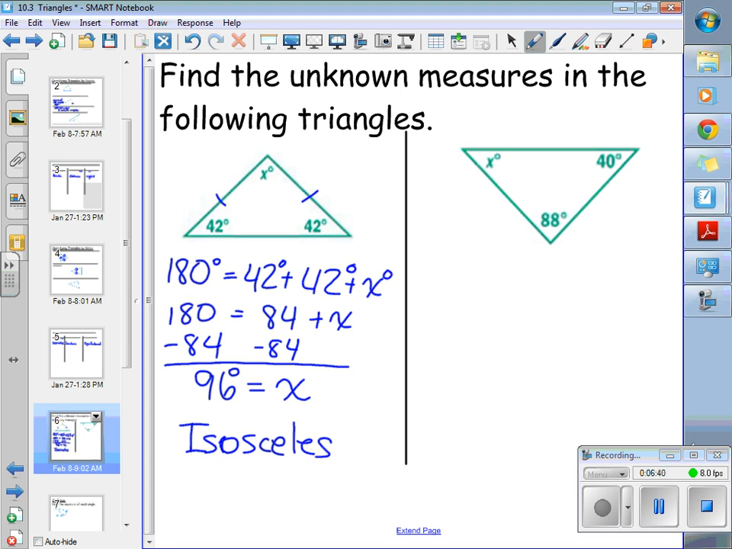Okay, so moving on, same idea, let's do a different color. 180 is equal to 40 plus 88 plus x. So 40 plus 88 is 128. My thing's not working. 128 plus x.